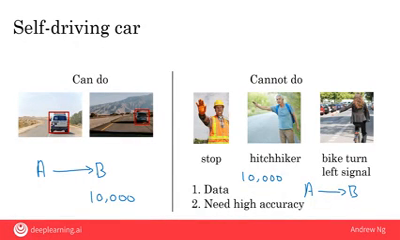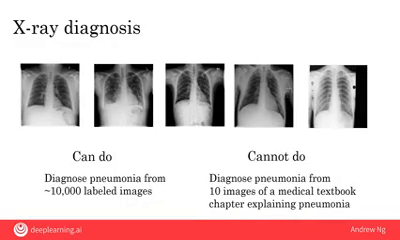Let's look at one more example. Say you want to build an AI system to look at X-ray images and diagnose pneumonia. So all of these are chest X-rays. The input A could be the X-ray image and the output B can be the diagnosis. Does this patient have pneumonia or not? That's something that AI can do. Something that AI cannot do would be to diagnose pneumonia from 10 images of a medical textbook chapter explaining pneumonia.